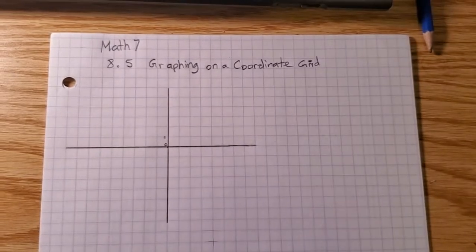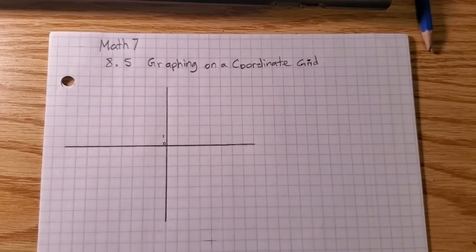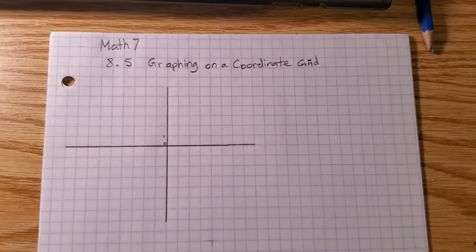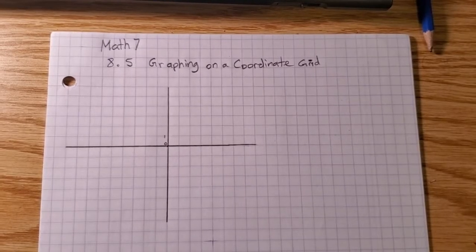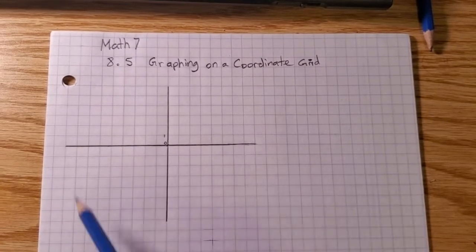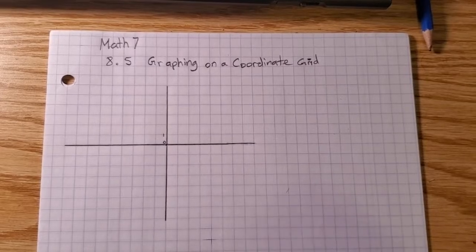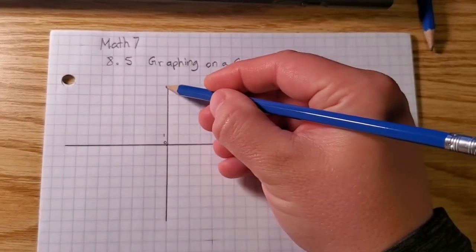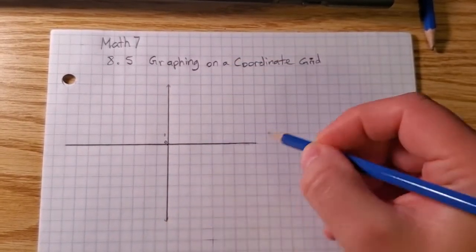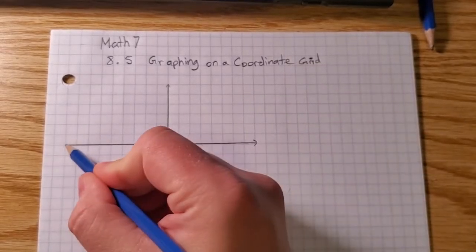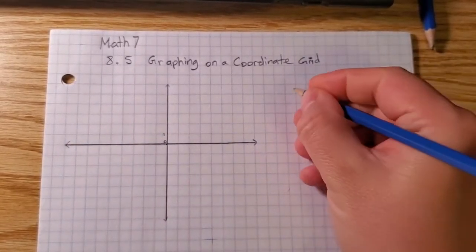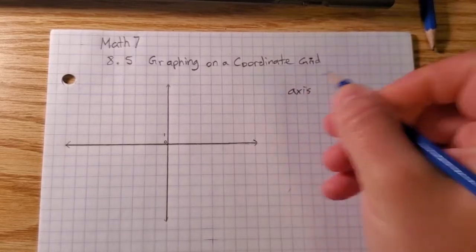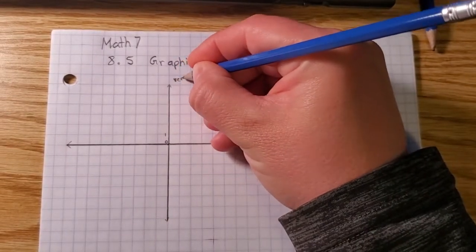All right, Math 7, 8.5, graphing a coordinate grid. So right here, I have a coordinate grid, and I'm going to write some things in here. This up and down axis, we call them, these lines, these are called axes or axis. Okay, so right here we have our vertical axis.